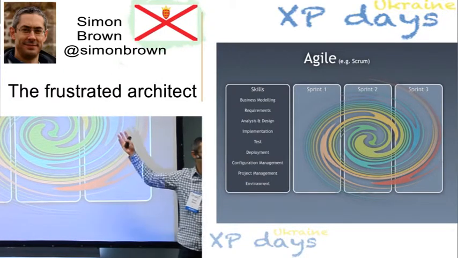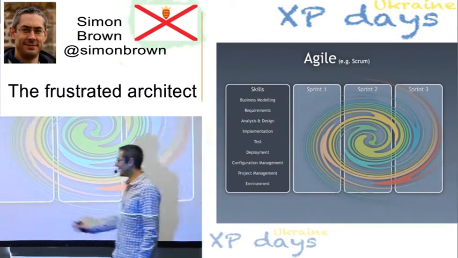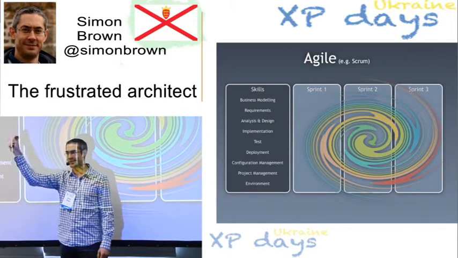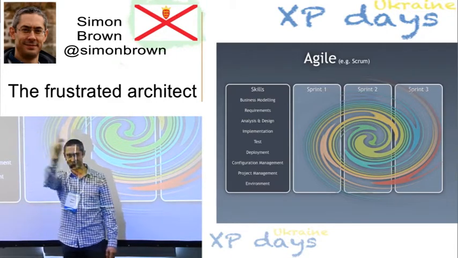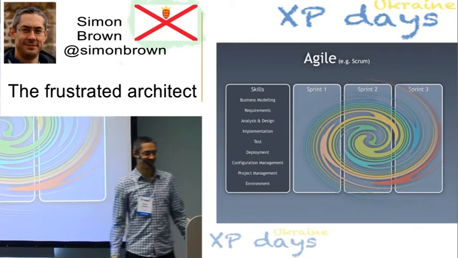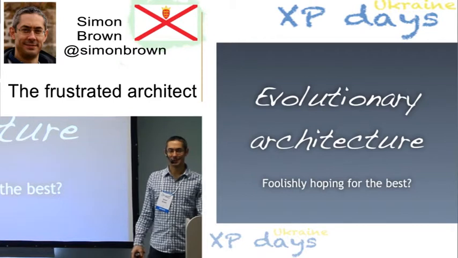Where does architecture fit into this? Well, it either fits here as a sprint 0, but the Scrum guys, they say, if you're doing sprint 0, you're not doing Scrum, you're doing something different. What? So the other approach is the whole evolutionary architecture, emergent design approach.